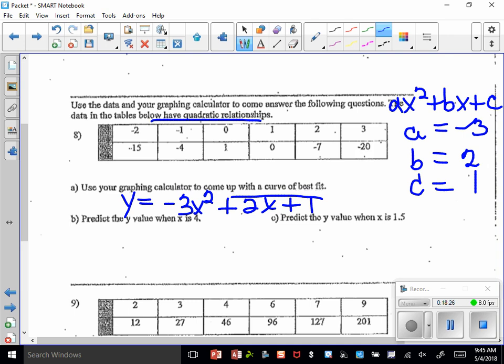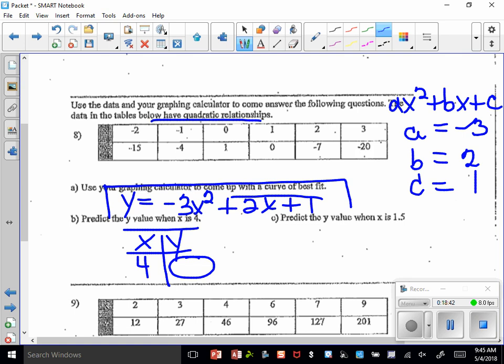And then you're going to do your predictions. It just simply asks you to find the Y value if X is 4. So you're just going to go to your Y equals and type this into your calculator. Go to the table where X is 4, and you're going to record what the Y value is. Everyone should get -39, so check it out.